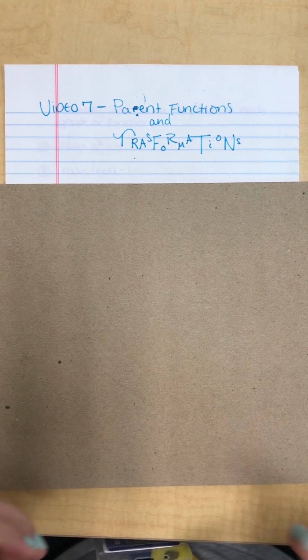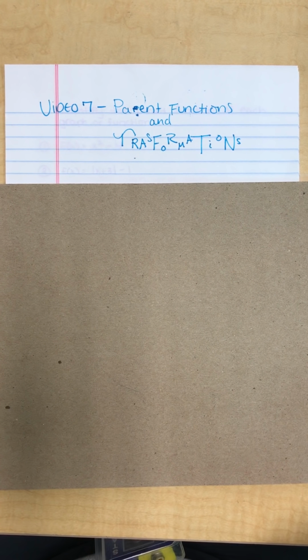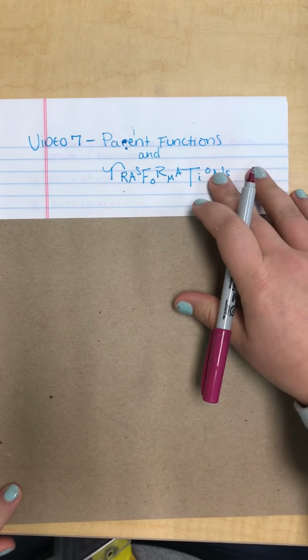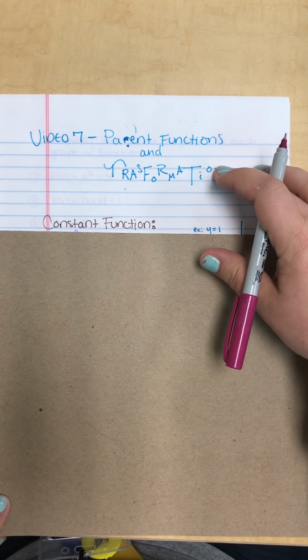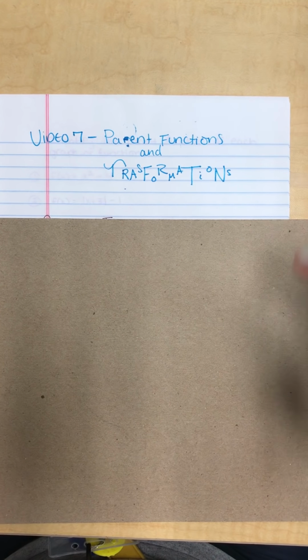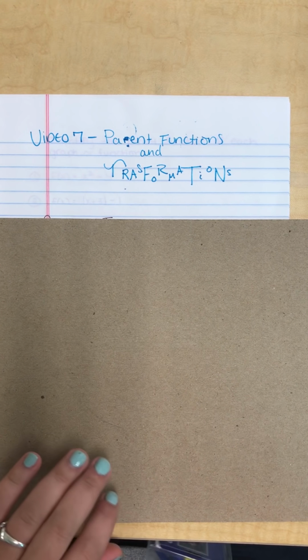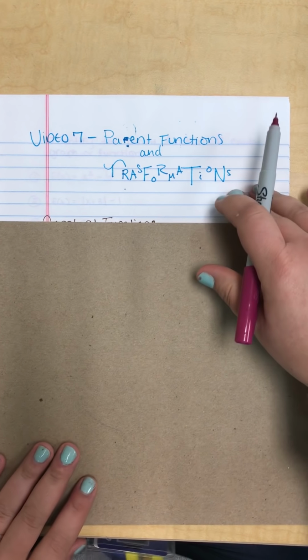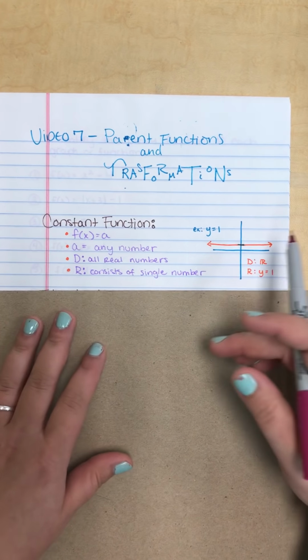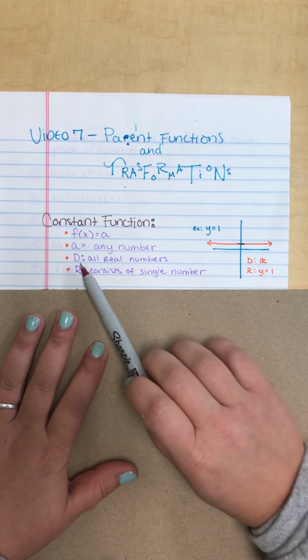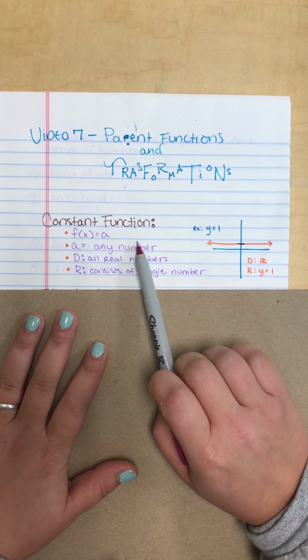We're going to talk about parent functions and transformations. Parent functions basically are what we start with as a function, and transformations are how we are going to move that initial parent function. We're going to talk about four main types here. We have a constant function.